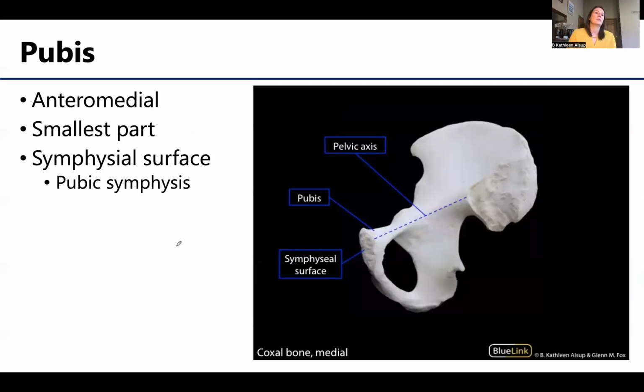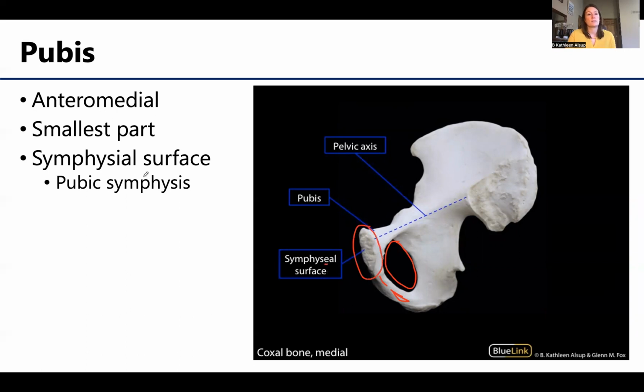And then last but not least, we have the pubis. Often you hear this referred to as the pubic bone. This is located anterior-medially. It is the smallest component of the hip bone. And you see you have that ramus here that's forming that inferior boundary of that obturator foramen. But also here you have this interesting area referred to as the symphysial surface.